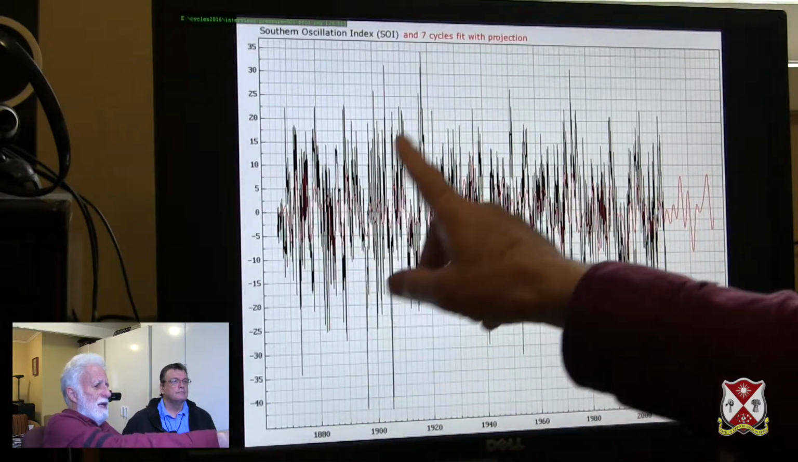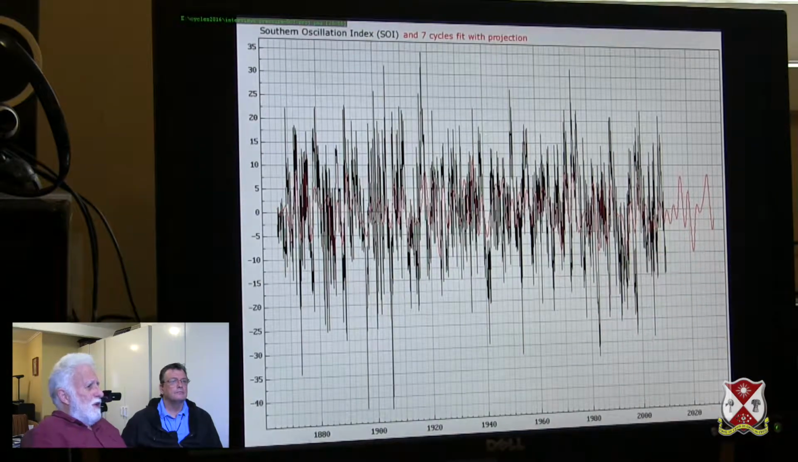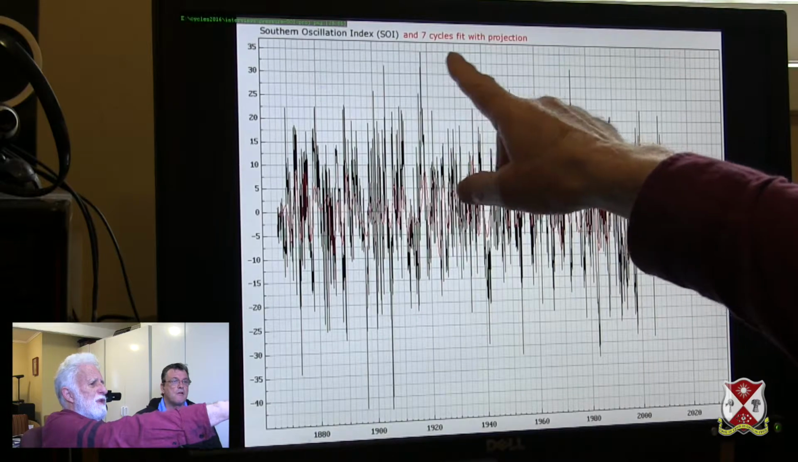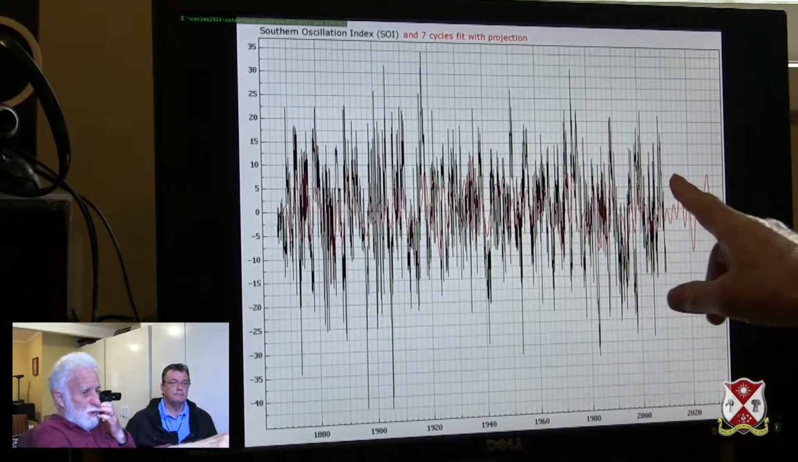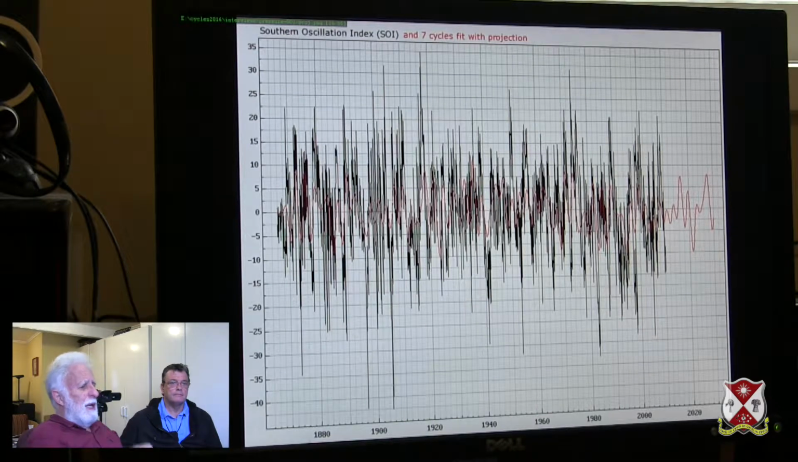The black graph is the Southern Oscillation Index, which is one of the most important ones because it has quite a big effect on global climates, and particularly Pacific and South Pacific ones. So this is a 7 cycles fit. I haven't put in the periods of the particular cycles. It would be possible to check this to see whether it did any good. I wouldn't have a lot of confidence in any projections made with this one.